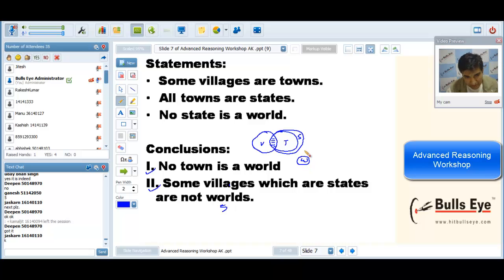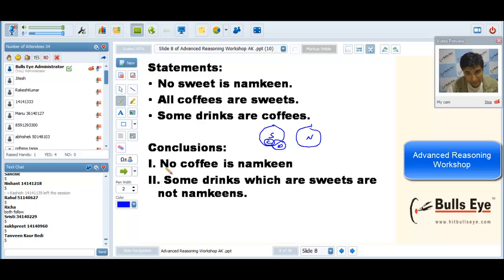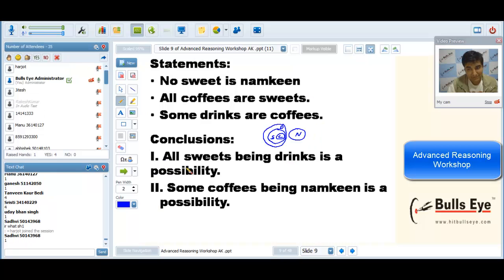I go to the next question now. Yes, people, we are right. Answer is fifth option. Both follow. I go to the next question now. People, answer is first option. I think most of us are correct.